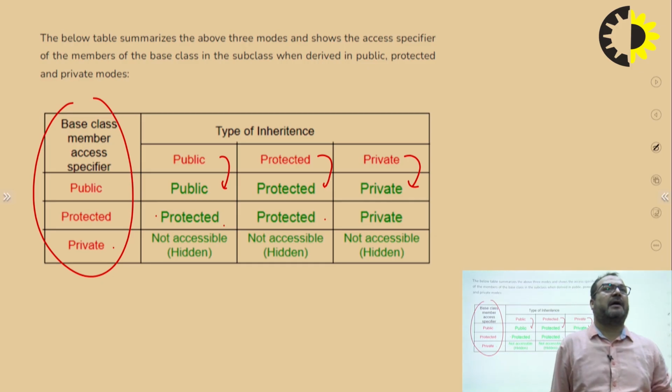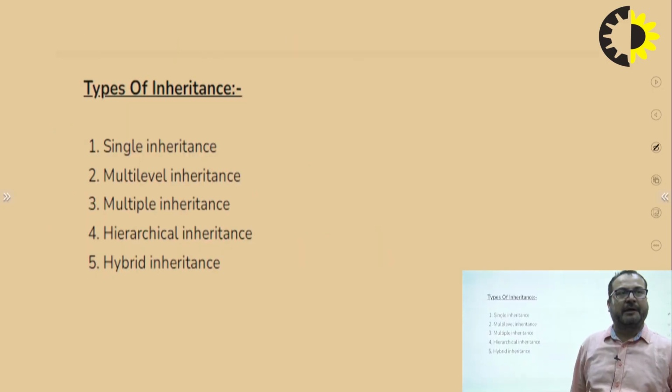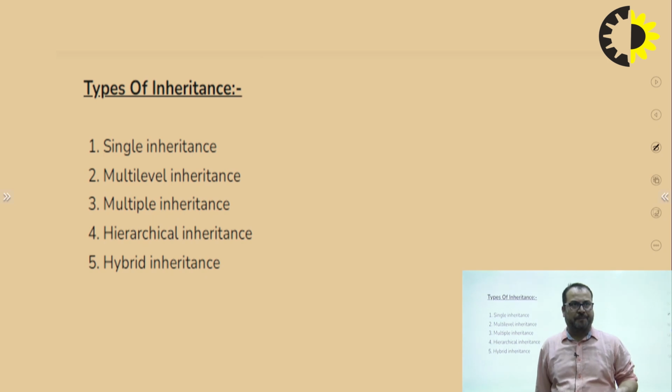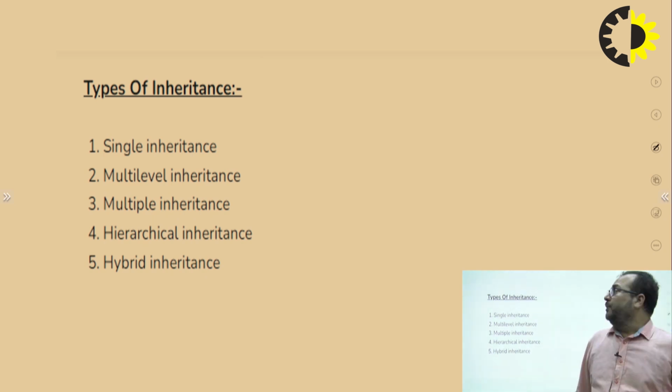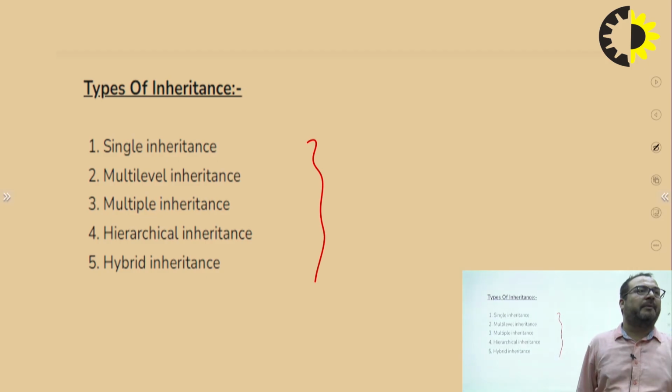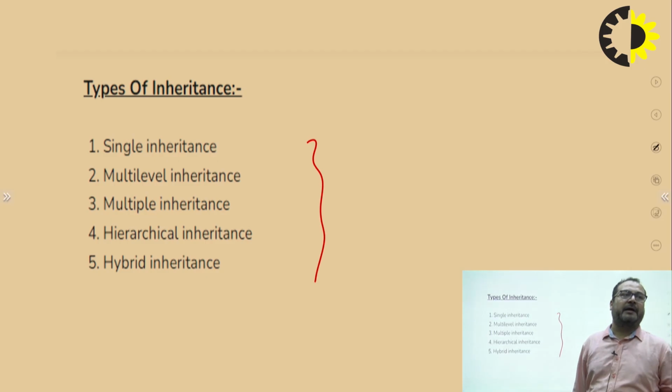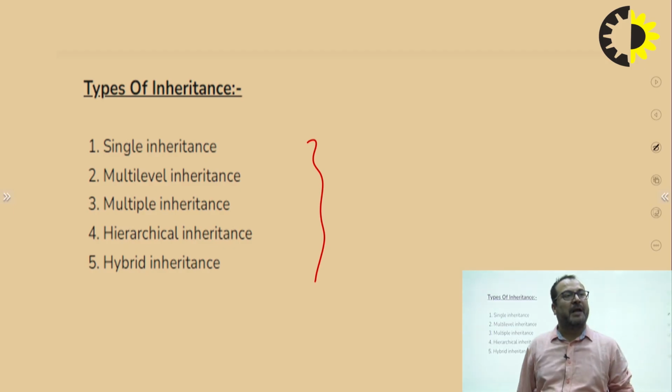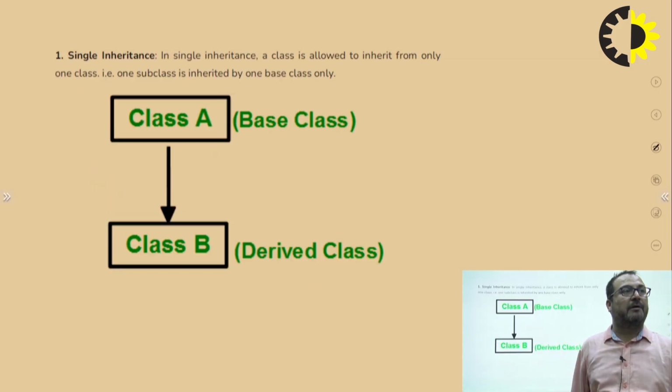So private data cannot be inherited. If it could be inherited, then only by the functions of that class. So these are some types of inheritance: single inheritance, multi-level inheritance, multiple inheritance, hierarchical inheritance, and hybrid inheritance. So just see the things.